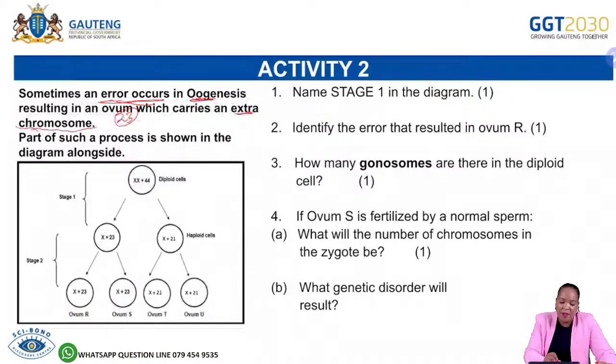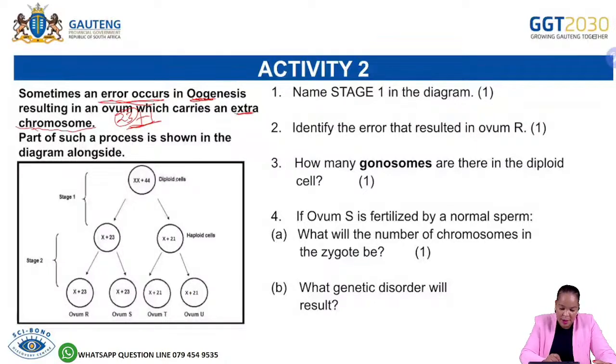But if you have an extra chromosome, meaning your ovum will have 24 chromosomes instead of 23. So that is an abnormal chromosome. It has an error that occurred. Now, part of such a process is shown in the diagram alongside, below here. So let us look at this diagram.